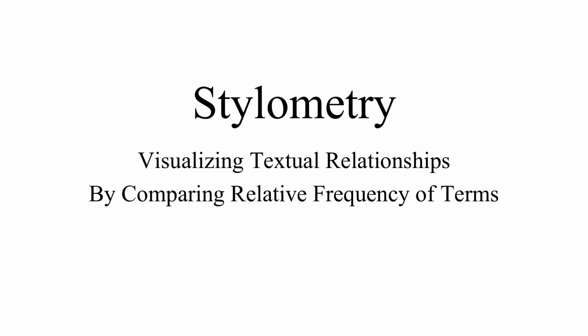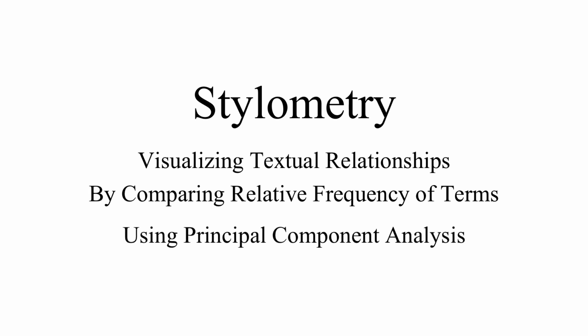As such, I will discuss how to visualize textual relationships by comparing the relative frequency of terms, in this case the relative frequency of Chinese characters, using something called principal component analysis, or PCA. PCA is a linear algebraic technique that can be used to see the variance within the dataset in a manner that's easy to visualize. It will allow us to take a dataset that's highly dimensional, that is, a dataset that contains tens, hundreds, or thousands of different words at once, and reduce it into 2 dimensions so it can be presented on a screen.